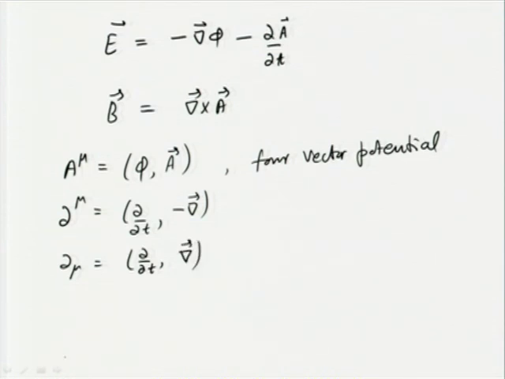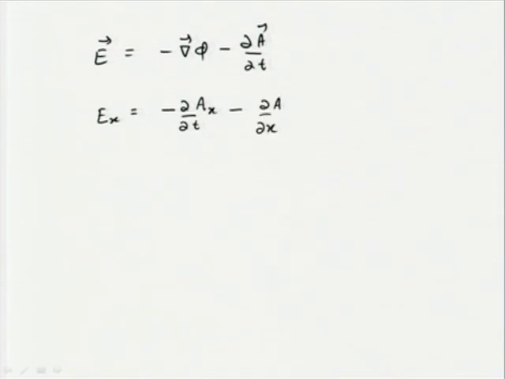So, now let us look at the E_x. Let me write that again for the general one. E is minus grad phi minus dou by dou t of A. E_x is, let me first write the derivative term, minus dou by dou t A_1 or A_x, minus dou by dou x A_0.